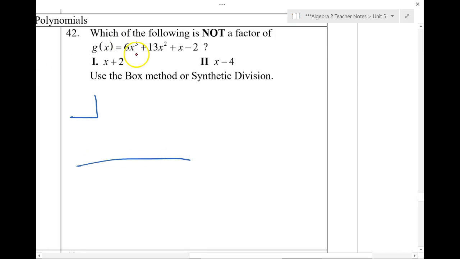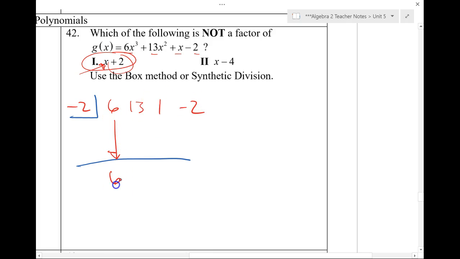Okay, so make sure again there's no missing terms. And I've got 3, 2, 1, 0, so it looks like we're good. So now let's first test this one. And if you remember with this, I'm actually going to do the opposite of the plus 2. So you don't plug in plus 2, you're going to actually put negative 2, because remember x is a liar when we do synthetic division. Okay, so now write the coefficients, 6, 13, 1, negative 2.